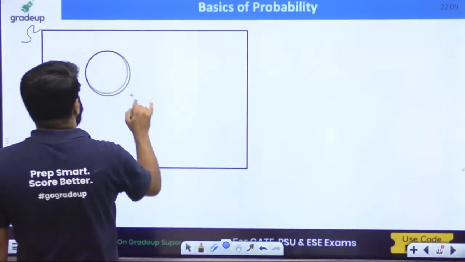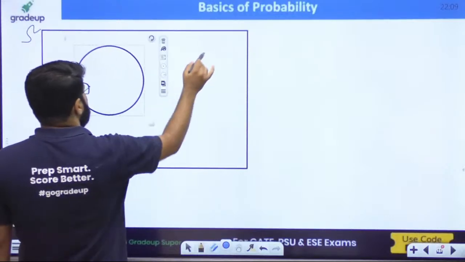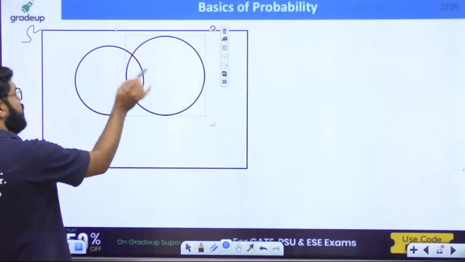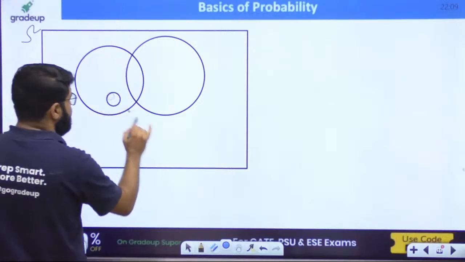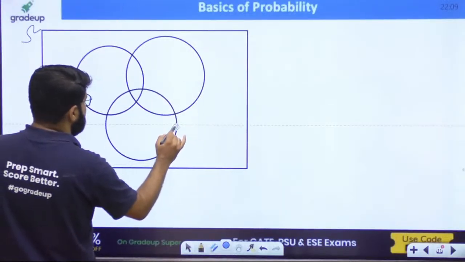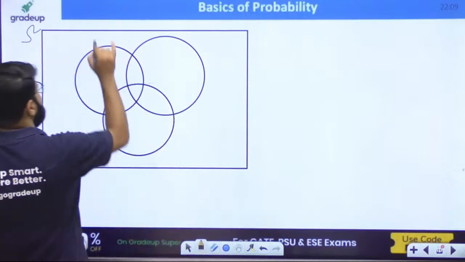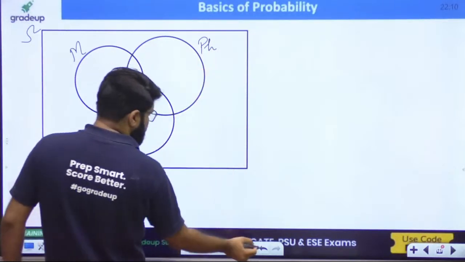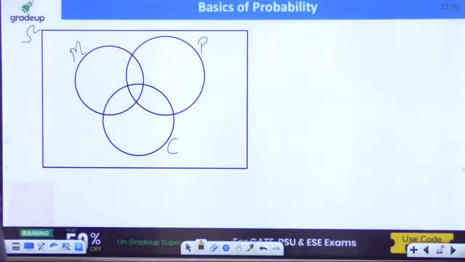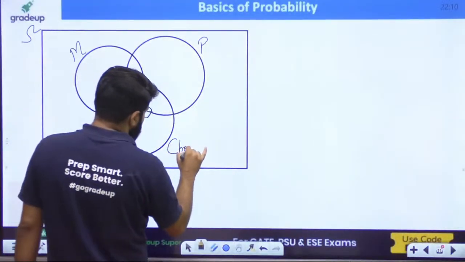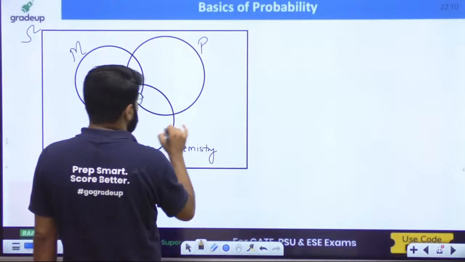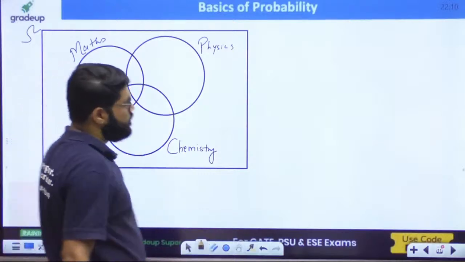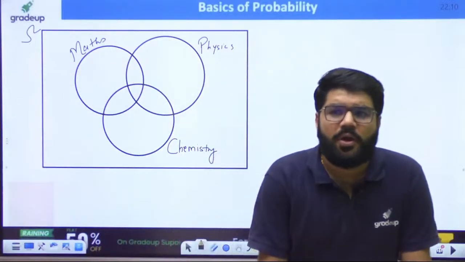Now, out of this, I need to consider three events: students passing in mathematics, students passing in physics. There can be a student passing in both maths and physics, and there can be some students passing in chemistry. So this corresponds to the circle of maths. Let's say this is physics, and this is chemistry. This one is the circle for chemistry, this one is for physics, and this one is the circle for maths.